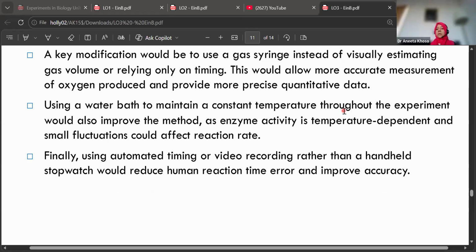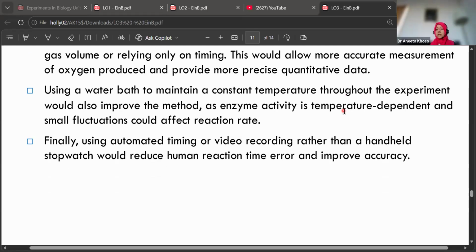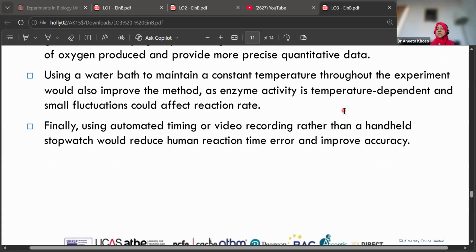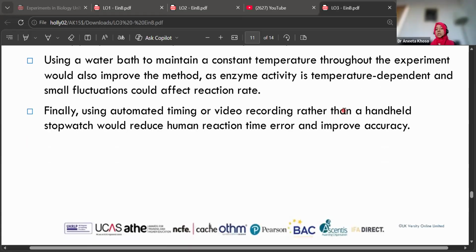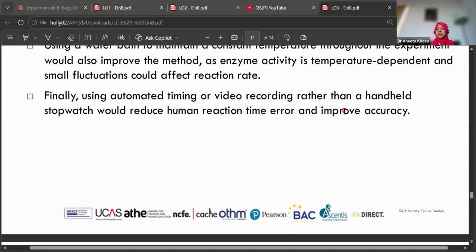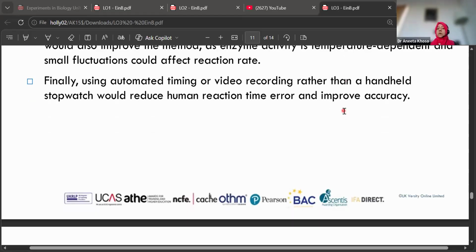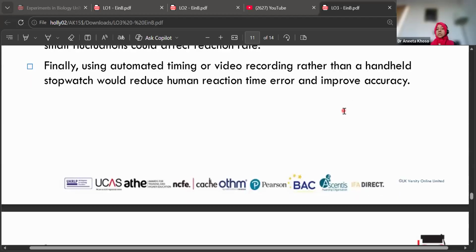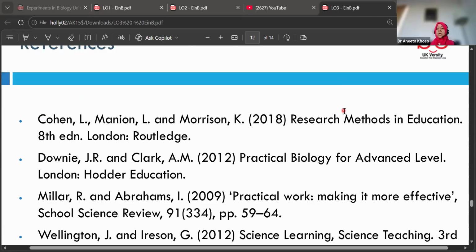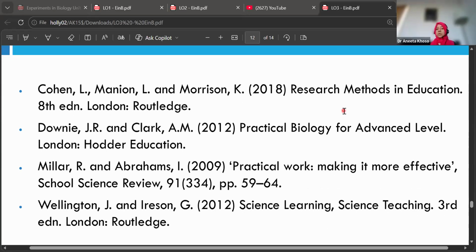Using a water bath to maintain a constant temperature throughout the experiment would also improve the method, as enzyme activity is temperature dependent and small fluctuations could impact the reaction rate. Finally, using automated timing or video recording rather than a hand held stopwatch would reduce human reaction time error and improve accuracy.